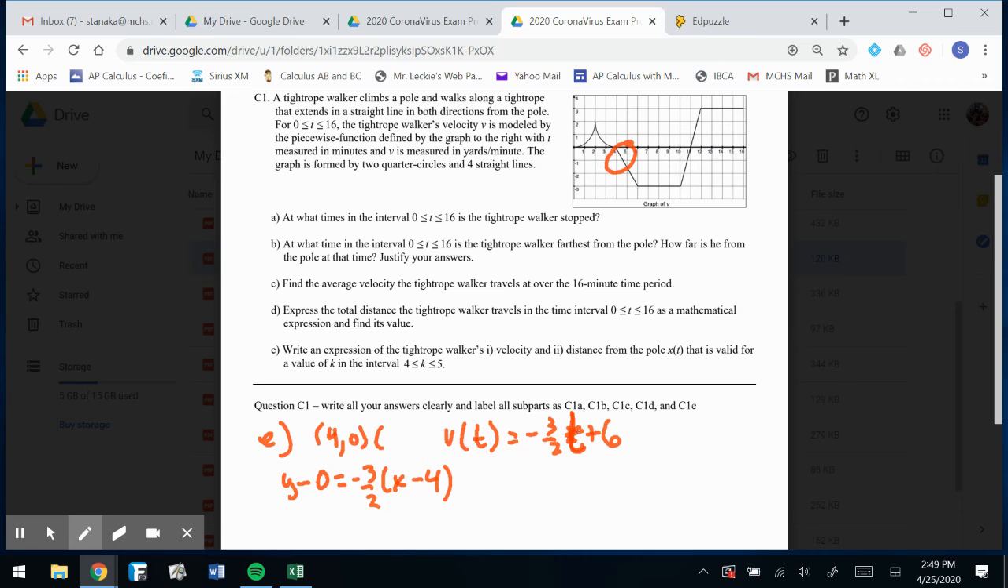And then it says to also do an expression for the distance from the pole, which would just be x of k, right, is equal to, well, we know dealing with this piece right here, that's just 8 minus 2 pi. And then I'm going to add to that the displacement from 4 to k of negative 3 over 2 t plus 6 dt. So I don't know about you, that was different. That was definitely a BC type question. I don't think my AB students would see that, but not too crazy, right? That's not too bad. And then that's it.